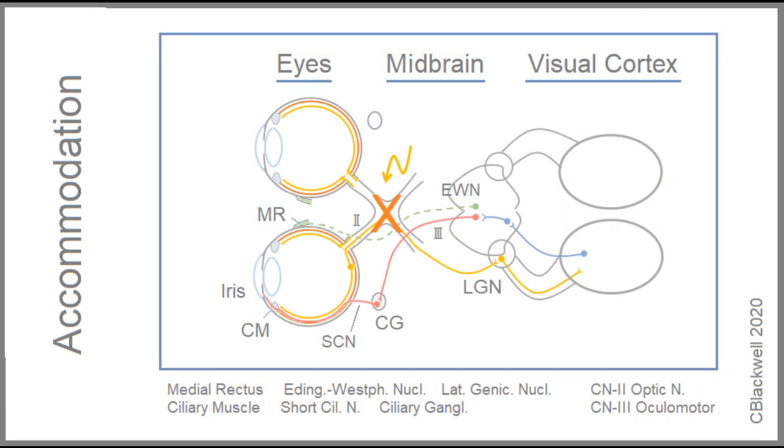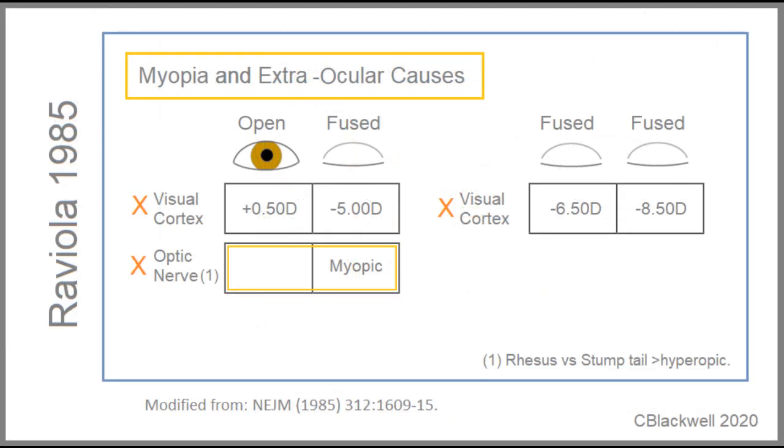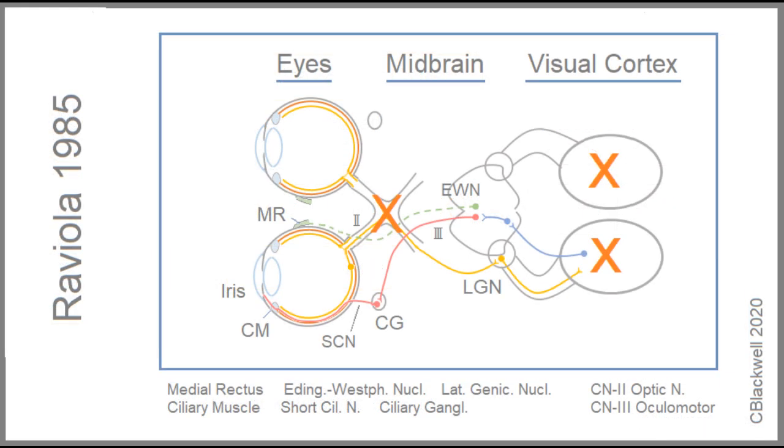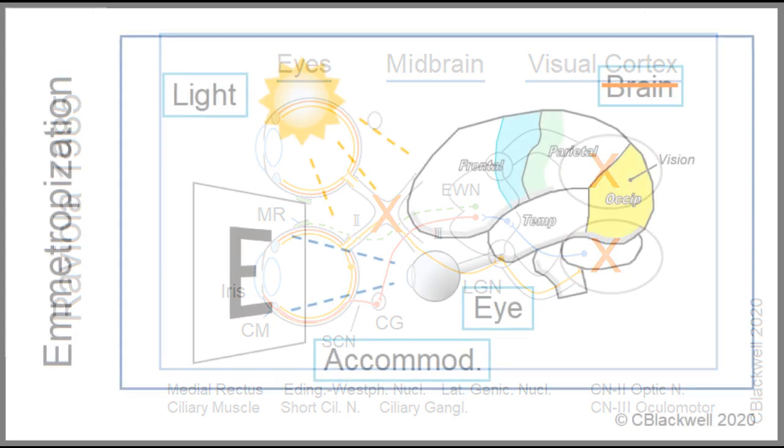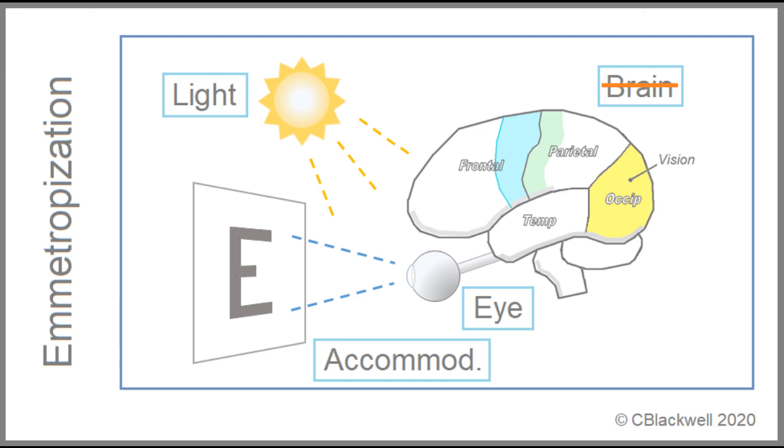Next, they sectioned the optic nerve at the chiasm. The eye with the fused lids still turned out myopic. First conclusion: removing the visual cortex or sectioning the chiasm did not prevent deprivation myopia, meaning neither visual input nor visual processing had a role.